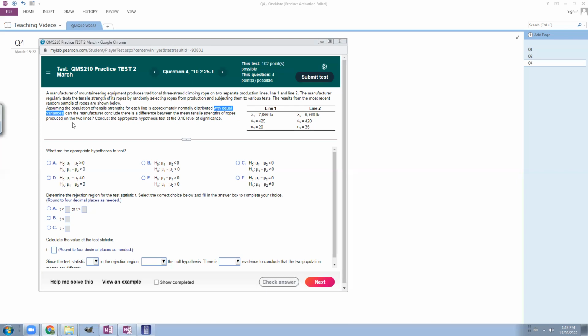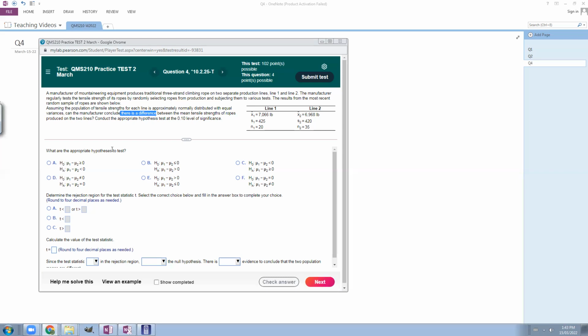Can the manufacturer conclude that there is a difference between the mean tensile strengths of ropes produced on the 2 lines? Conduct the appropriate hypothesis test at the 0.10 level of significance. Right, so this sentence is very important. Conclude that there is a difference. That's going to be the key phrase that we need to do our very first part.